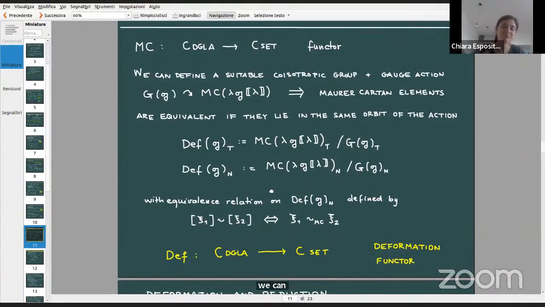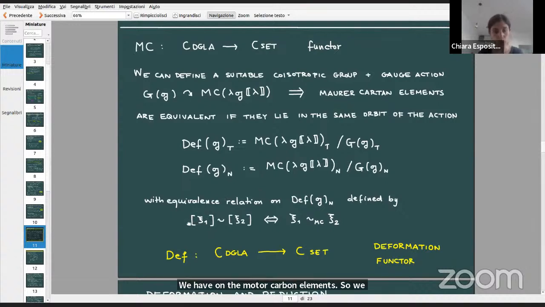So we can now define a new coisotropic set: the deformation of G, whose total component is the Maurer-Cartan elements, of course of the extended version of the coisotropic DGLA, total component, modulo this gauge action. Total component and normal component. And then we also get an equivalence relation out of the equivalence relation we have on the Maurer-Cartan elements.